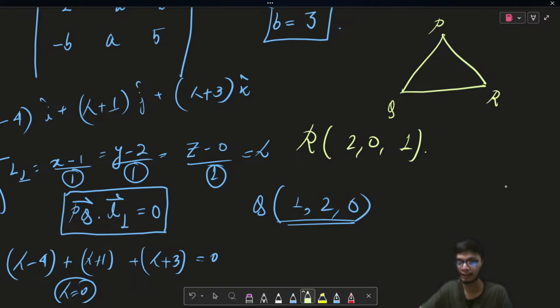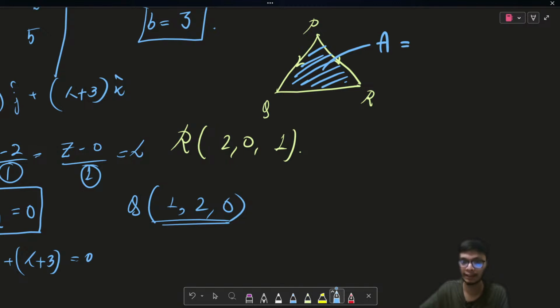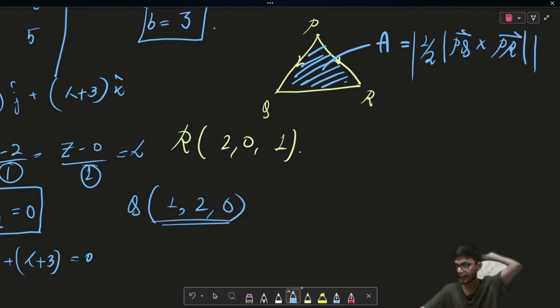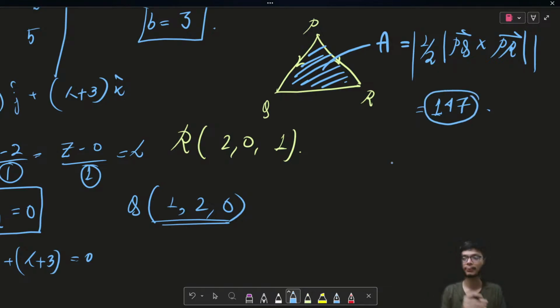Now, in order to find the area of this triangle PQR, we take these two vectors, and this area, given by capital A, can be easily found as half times the mod of PQ vector cross PR vector, right? And then take the mod of it, because the area cannot be negative. If you do this, you will ultimately get the final answer. You can see that in all of these questions, you have to perform the cross product. So the result is going to be equal to 147.